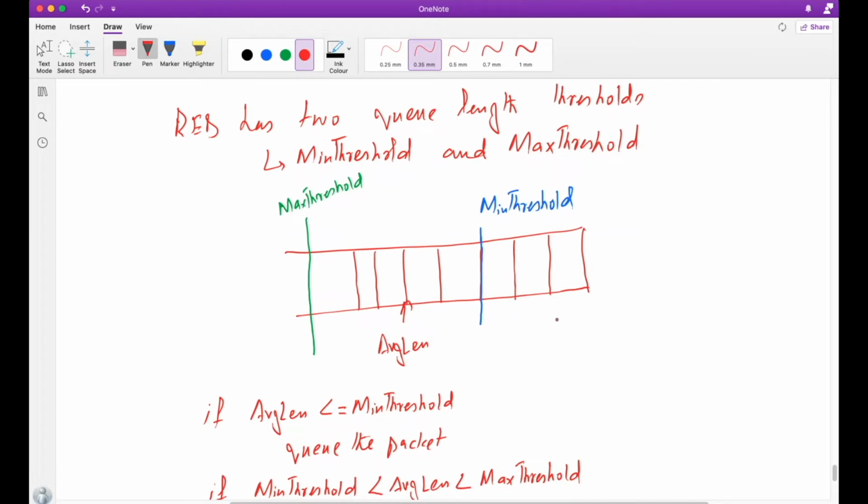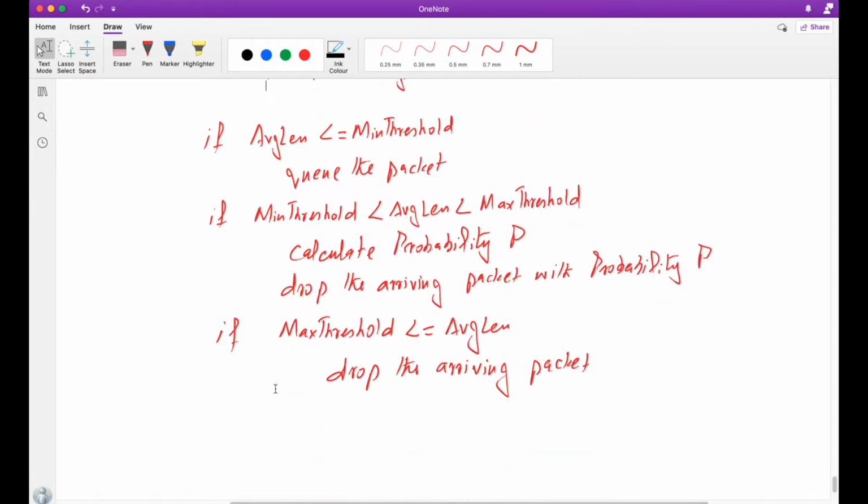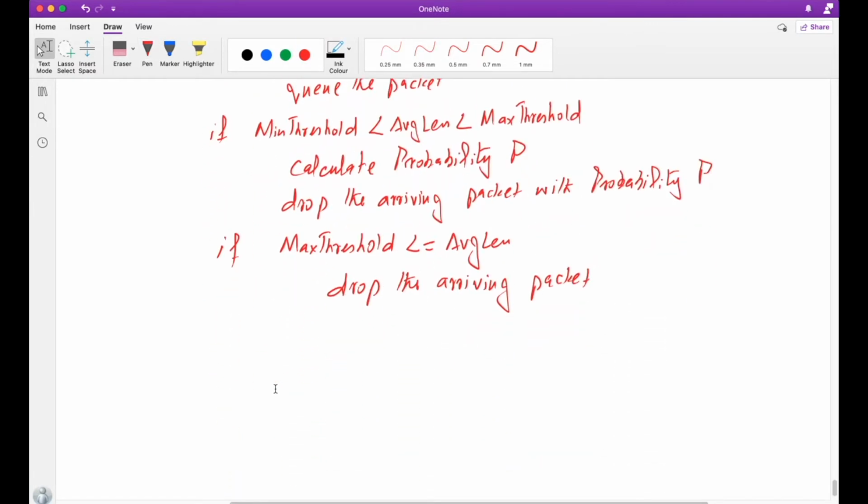So if again we look at this diagram, if the average length is less than this minimum threshold, we'll keep queuing the packets. And if it is between the minimum and the maximum threshold, we'll always calculate a probability with which we will be dropping the packets. And if this average length is greater than this maximum threshold, obviously every packet that is arriving at the router in this queue will be dropped, right? So the probability of dropping as a function of average length, but the situation is actually a little more complicated.